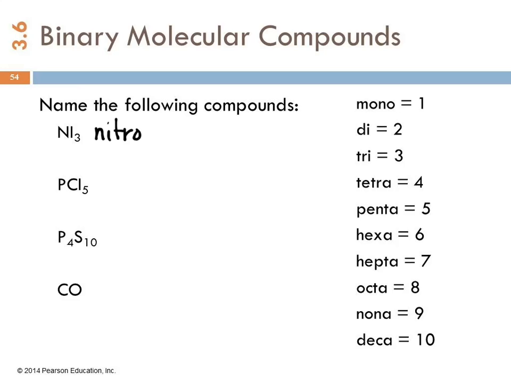Nitrogen. We're not going to use the mono because there's only one there on the first one. And the 3 iodines, triiodide, we change the ending of its name. Now, that looks like an odd combination of vowels, doesn't it? 2 I's and an O together. It is what it is. What's the next one? Phosphorus pentachloride.